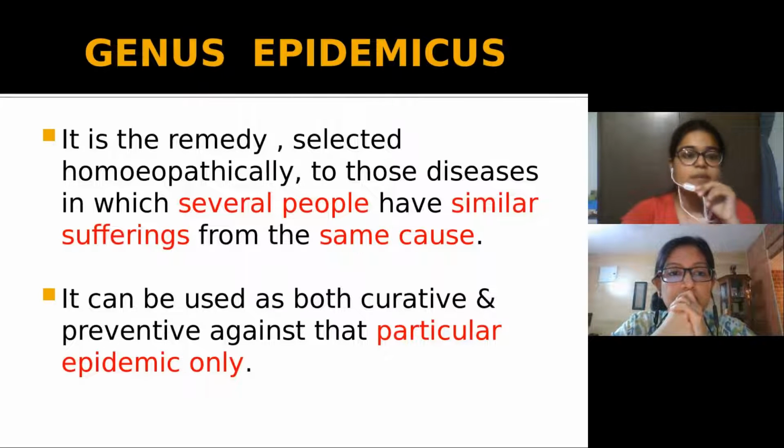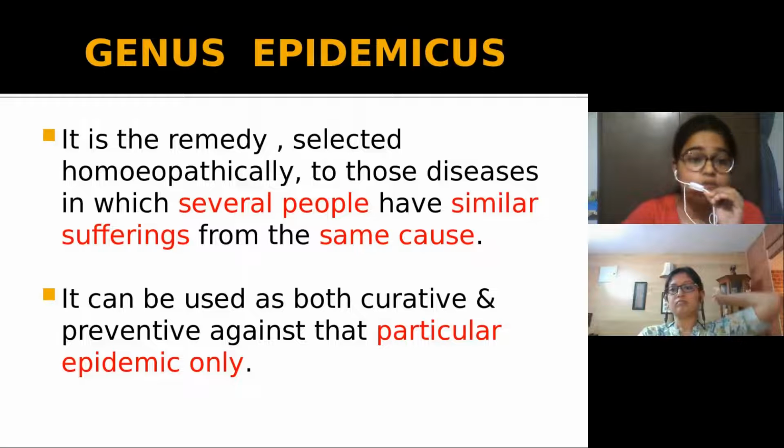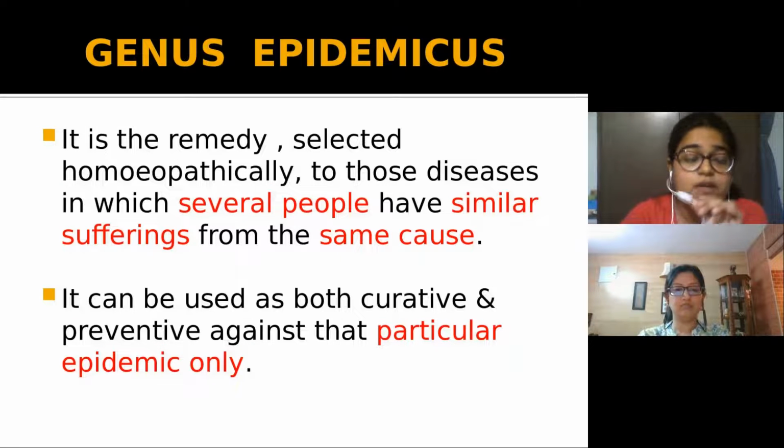So genus epidemicus क्या है? That we all know that it is the remedy selected homeopathically to those diseases in which several people have similar sufferings from the same cause. It can be used as both curative and preventive against that particular epidemic only. सिर्फ वही epidemic के लिए उस genus epidemicus को हम both curative and preventive use कर सकते हैं for that particular epidemic only.